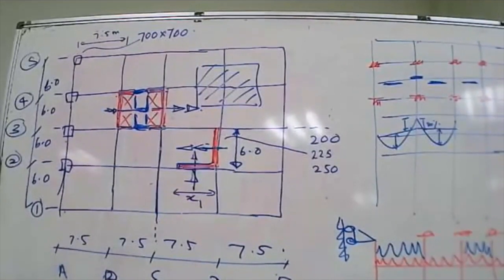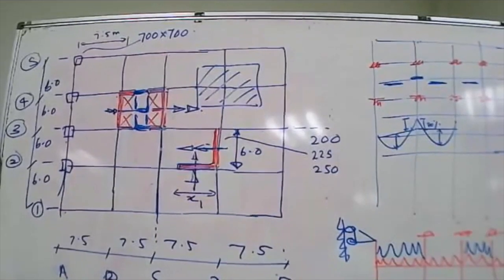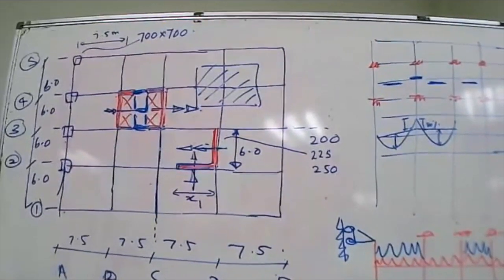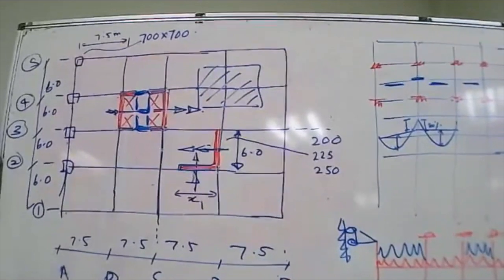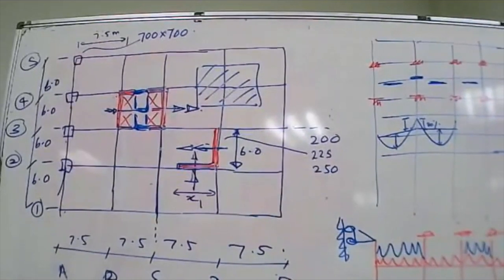In such situations, rather than trying to do a lot of accurate calculations, I would rather use a simple rule. One rule I generally use is I will make sure that all the bottom reinforcement continues up to within 0.3 meters of the support. Within 0.3 meters of the support, all these minute problems will be looked after. Did you get the point?